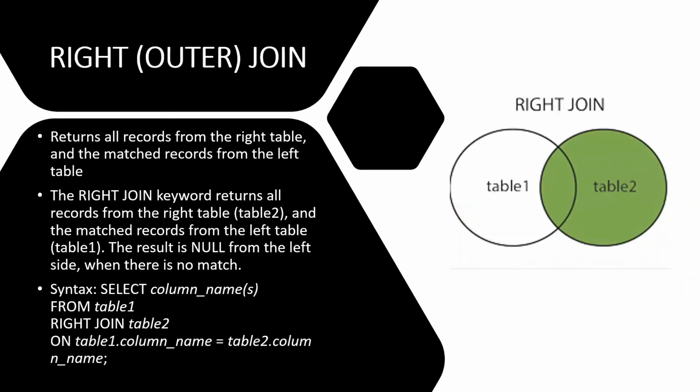Moving on to the right outer join, it is just the opposite of the left join. It returns all the records from the right table and the matched records from the left table. The syntax goes as: select column names from table 1 right join table 2 on the column name, which is the common name.